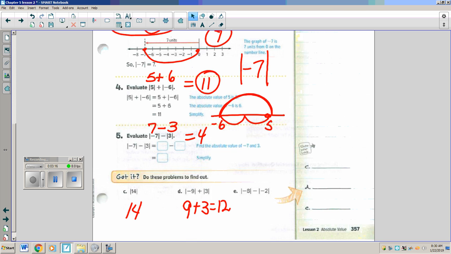And then E, the absolute value of -8 is 8, minus the absolute value of -2 is 2. That answer is 6. Be sure to remember your absolute value signs, parallel lines, its distance from 0. Get started on lesson 2.